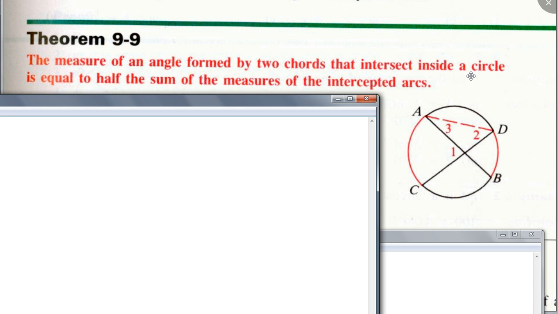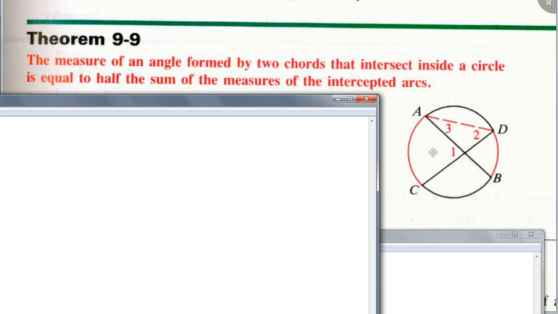They're telling us that if you have two chords intersect in a circle, and you see how it forms an angle 1 here? Okay. In this picture, it's talking about angle 1, right? I could talk about this angle on top, but it works for all these. Okay, so angle 1, right? We could actually figure out the measure of angle 1. What is that equal to? It's saying what? The measure of angle 1 is equal to?